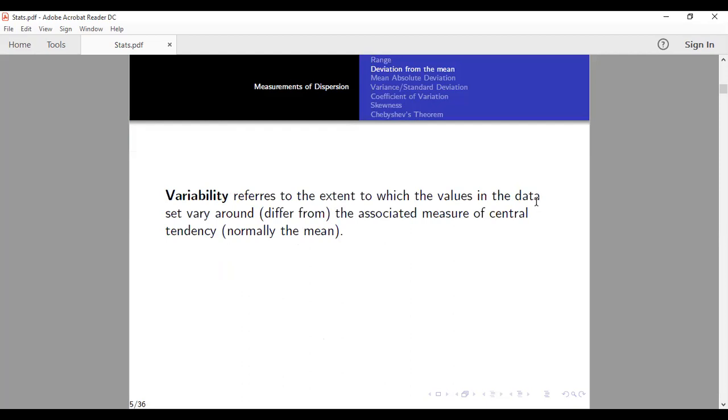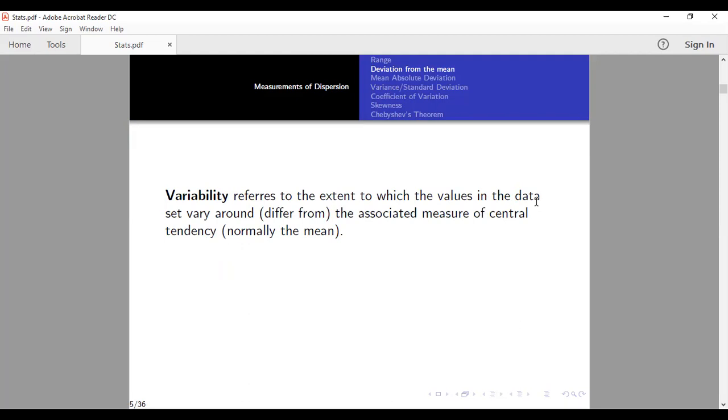Now, we go to deviation from the mean. To understand deviation from the mean, we need to first understand what we mean by variability. Variability refers to the extent to which the values in the data set vary around, that is, differ from the associated measure of central tendency, which is normally the mean.